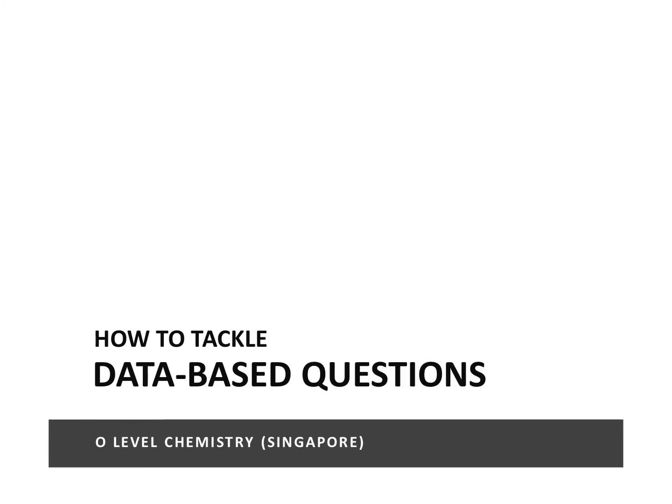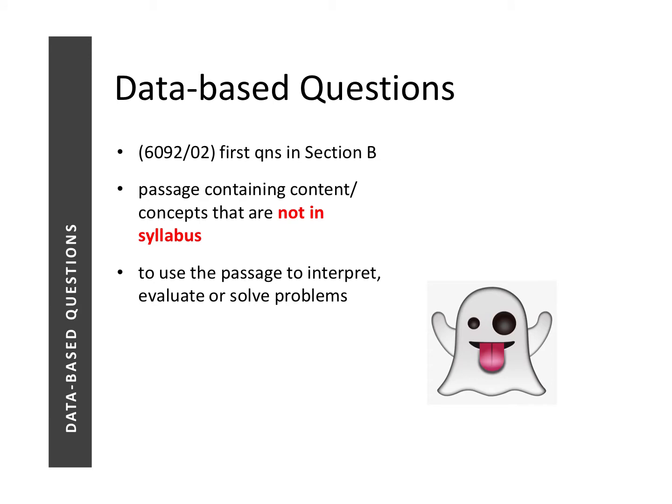In this video, we're going to look at how to approach a specific type of question called database questions. Now, in the O-level exam for pure chemistry, in paper 2, there are two sections, section A and section B. The first question in section B is designated to be a database question. Now, what is a database question?